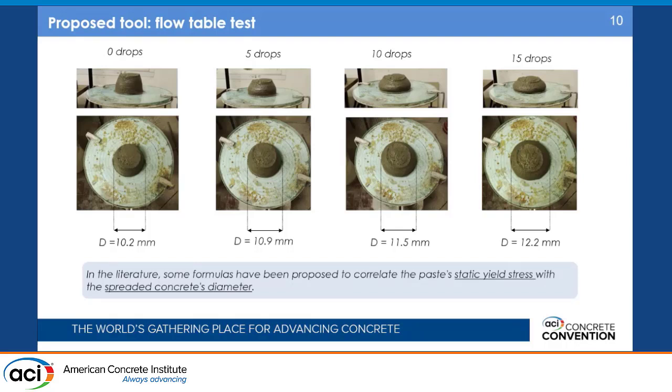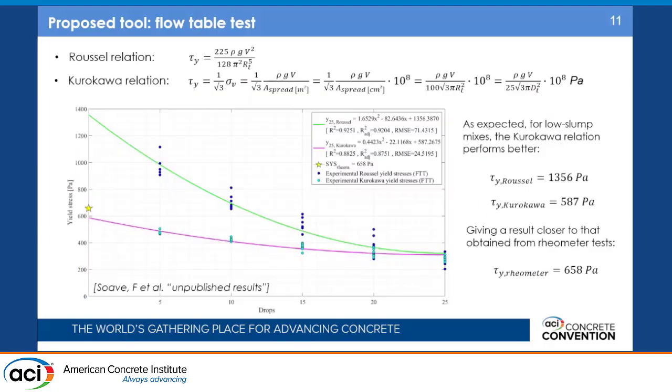Basically you perform something similar to a slump test, and then you start vibrating it, and in time it's going to spread over this table. And then there are in the literature some formulas which allow us to correlate the spreading with the yield stress of the material. And then we can get some interpolation and extrapolate back the value of the yield stress. So you see it's quite a fast experimental test.